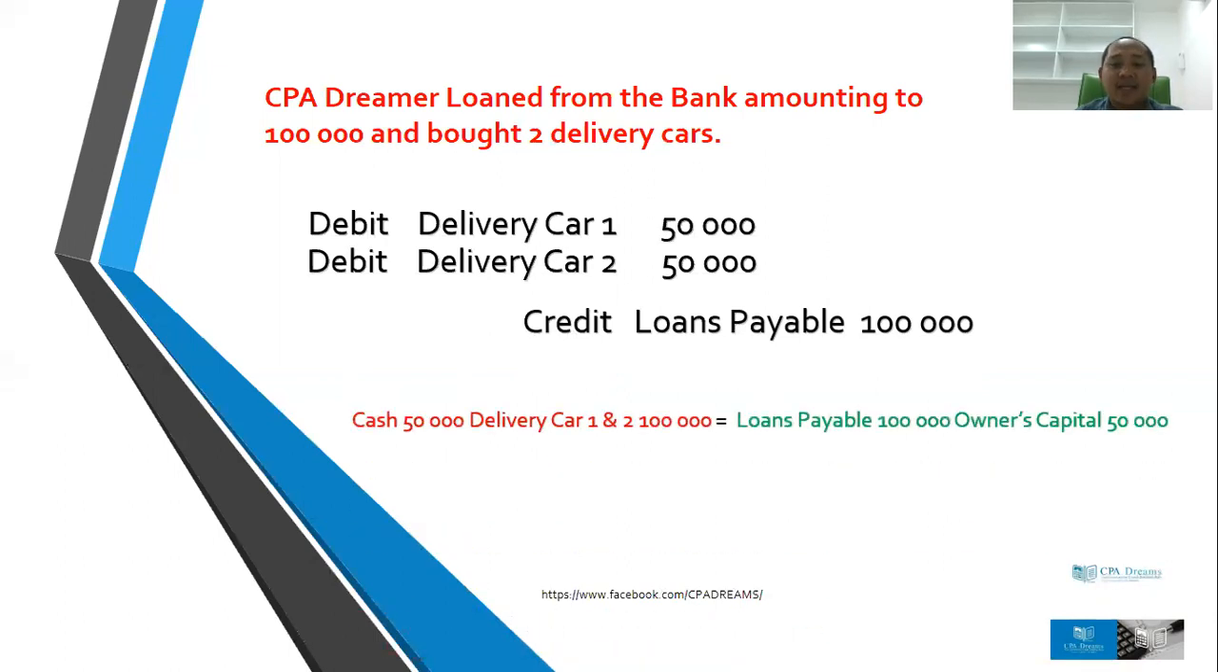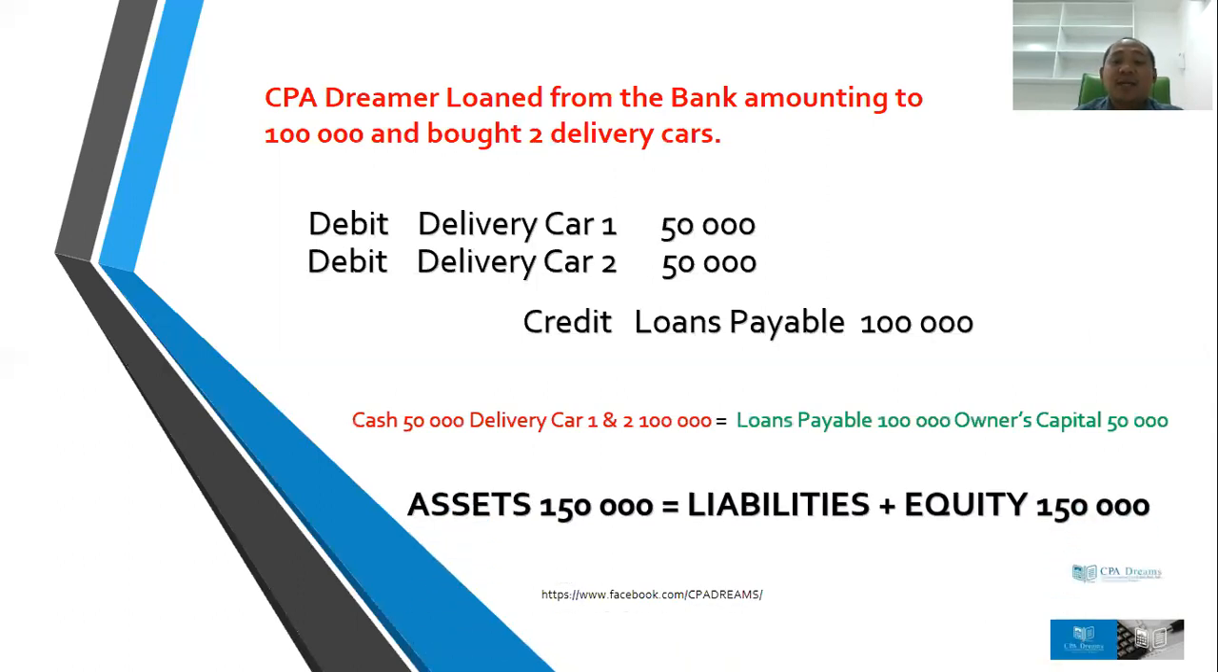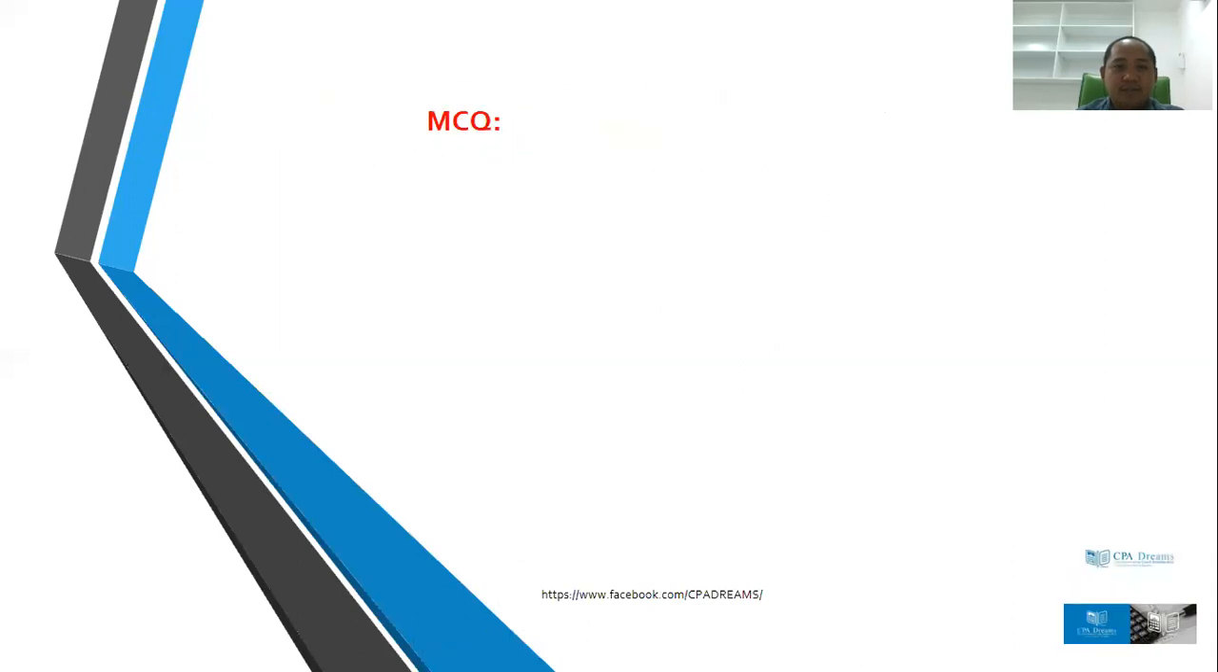Now, to summarize, you have cash, 50,000. Delivery car 1 and 2, 100,000. So you have 150,000. And then loans payable, you have 100,000. Owner's capital of 50,000. The total is 150,000 assets and then 150,000 liabilities and equity. Laging tatandaan, it should be balanced and zeroed out.